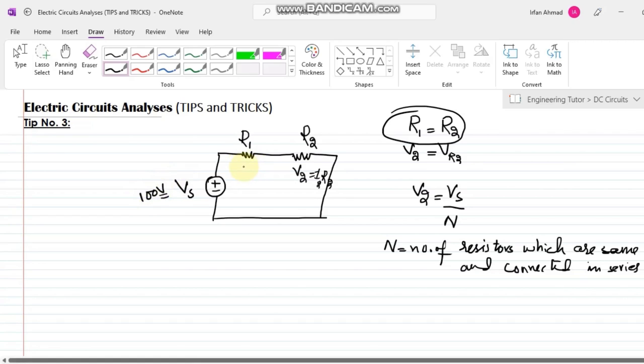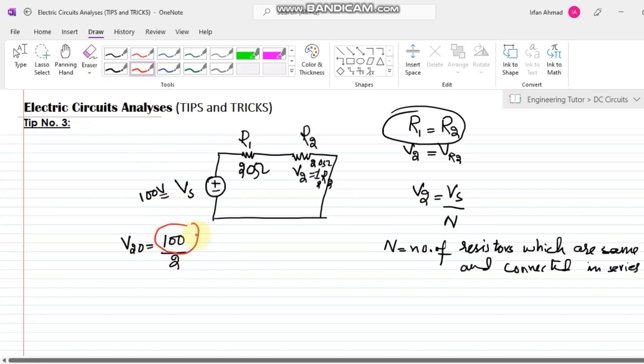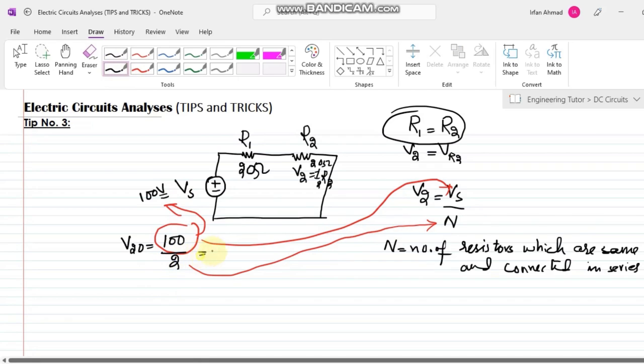here, let me call it 20 ohm, and the value of R2 is again 20. As the two resistors are the same, the value here V20 will be equal to 100 divided by 2. What is 100? 100 is the source voltage here, and N is the number of resistors connected here. The number of resistors here is 2, so that's why we have written 2. So the value of V2 will be equal to 50.